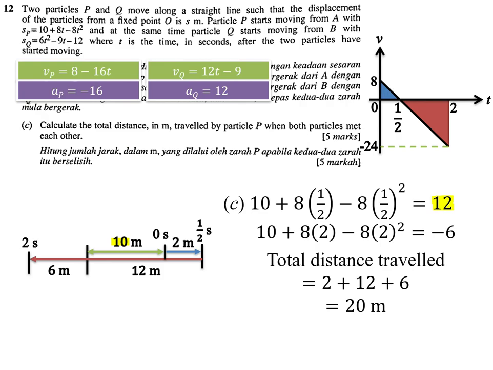So the first 2 marks will be given when you find the 1/2 seconds. 1 mark will be given when you get the displacement of 12 or the displacement of -6 by substituting 1/2 or 2 inside. 1 mark when you add the 2, 12 and 6 together, and one more mark for you to get the final answer here.